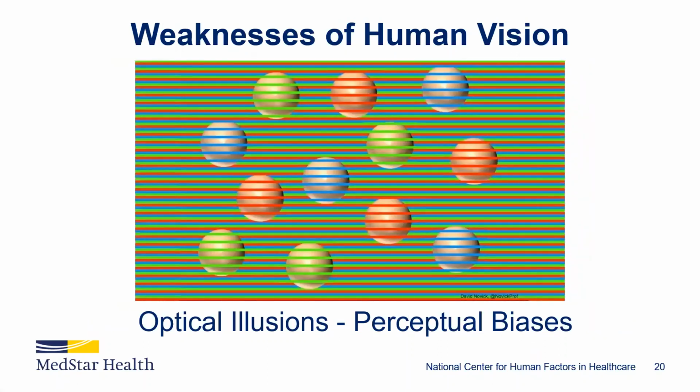All that is to say that there are weaknesses of human vision. I'm sure everyone here has seen their fair share of optical illusions. In this pretty famous one, I still don't really believe it by looking at it, but all the balls on the screen are the same color. It's an optical illusion of the lines that crisscross between the balls that make us perceive the balls being different colors.